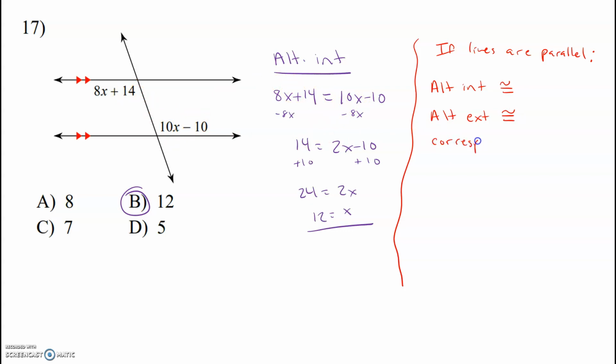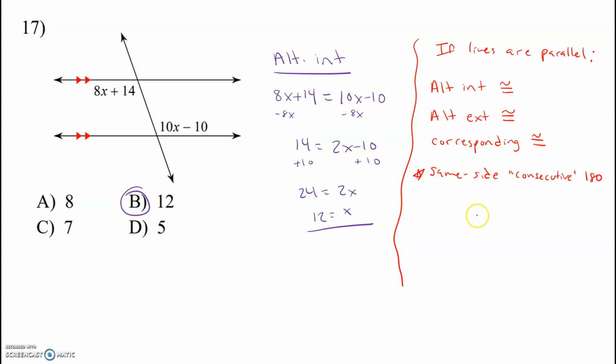Corresponding are congruent. And then your last one, that's your weird one, those same side or consecutive are supplementary. They should add up to 180. So again, those are the weird ones.